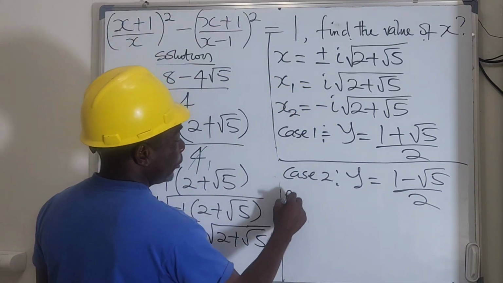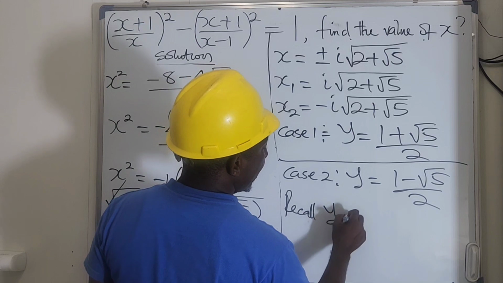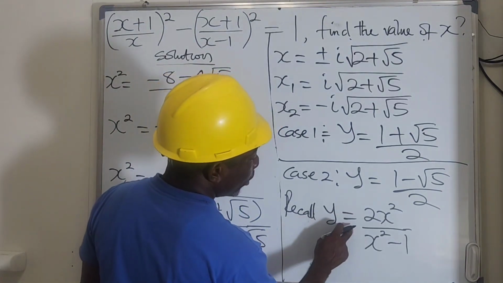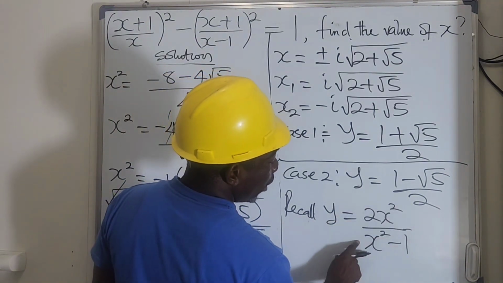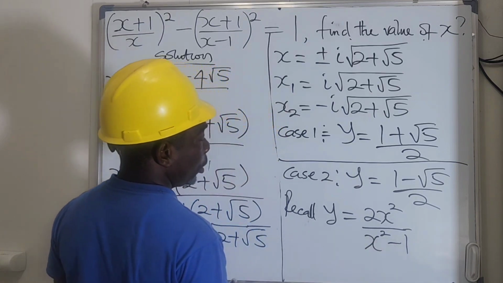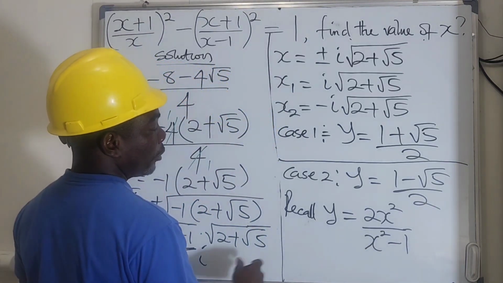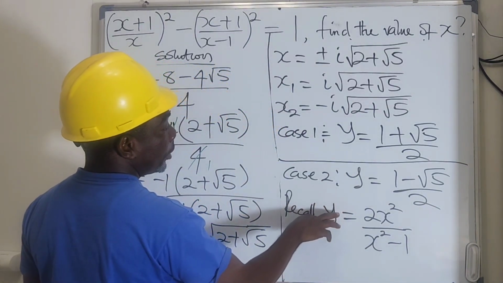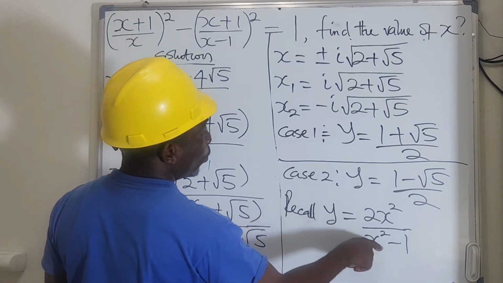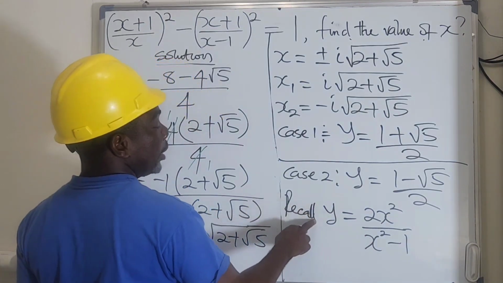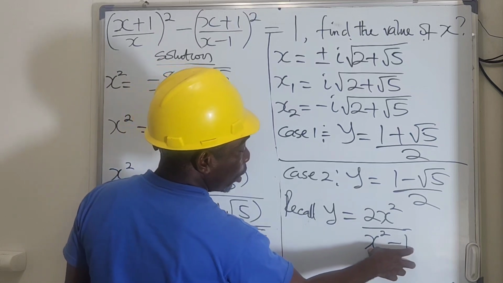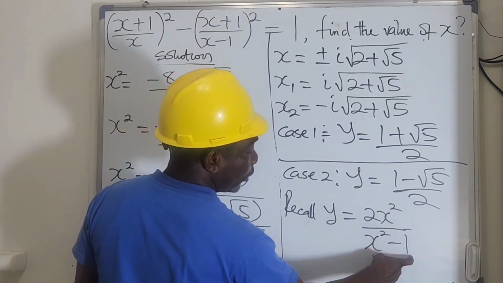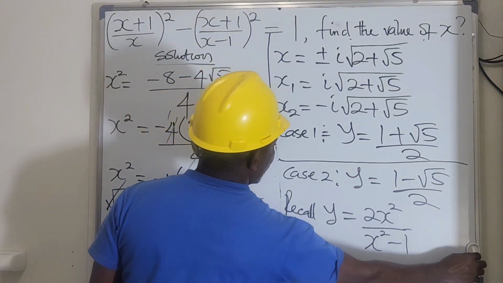Let's recall that y equals 2x squared all over x squared minus 1. That is what we are going to solve now. So let's put y equals what we have here. We are going to substitute the value of this y into where we have this.